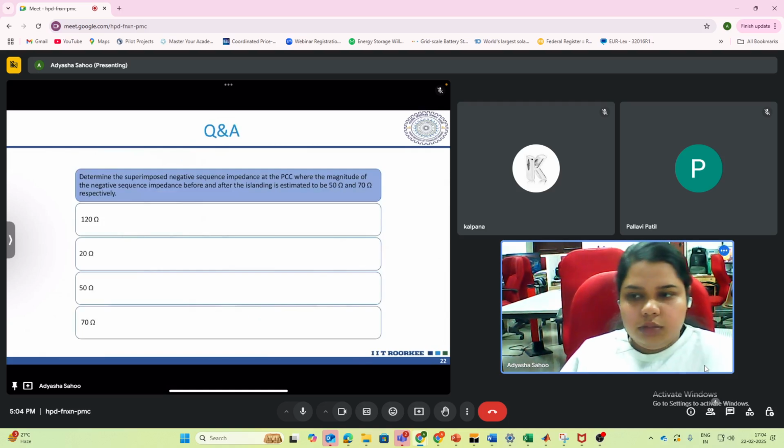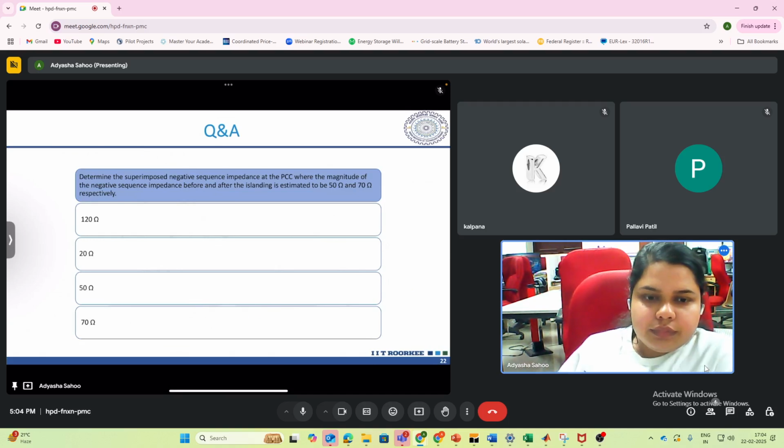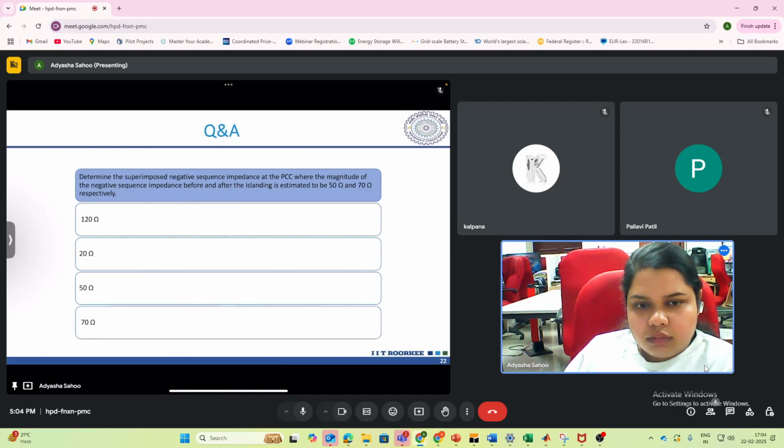So that brings us to the Q&A session. The first question here is: determine the superimposed negative sequence impedance at the PCC, where the magnitude of negative sequence impedance before and after islanding is given as 50 ohms and 70 ohms. You can unmute and speak, or you can write in the chat box, whichever is suitable to you.